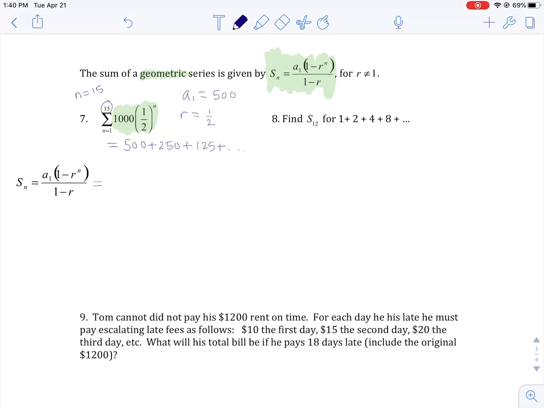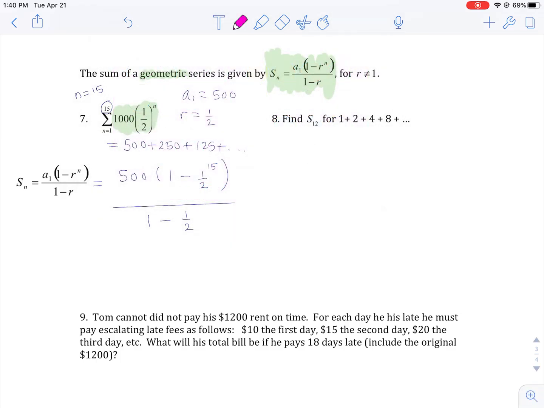And this is just a plug-in. I'd like to tell you guys this is more complicated. It's really not. You're going to plug in 500. 1 minus r is 1/2, and the power is to the 15th. Note the 15 does not go inside the parentheses. It's 1/2 to the 15th, not 1 minus 1/2 to the 15th. So you've got to make that distinction.